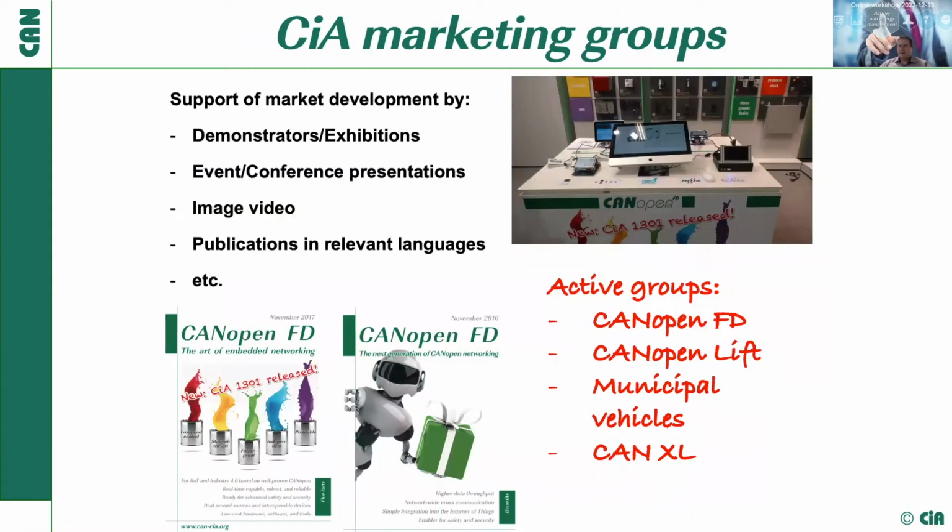What are the advantages here? So on the one hand, you can take part in our marketing activities. We have marketing activities with regard to CANopen FD, CANopen Lift, municipal vehicles, and CAN XL. So what do these marketing groups driving these activities do? They think about fairgrounds, where it is reasonable to exhibit and to show people that a corresponding CAN-based solution is attractive for this market. On the other hand, we evaluate, can we build, for example, demonstrators? Can we generate brochures explaining why it is reasonable to use CAN here or there? And what about language barriers? Is it necessary to overcome a language barrier? And do we have to provide the content in another language?